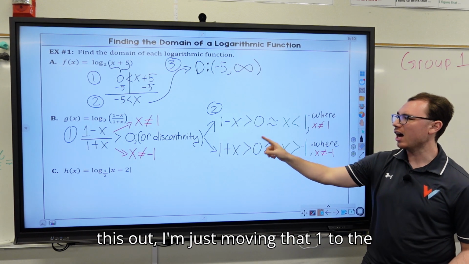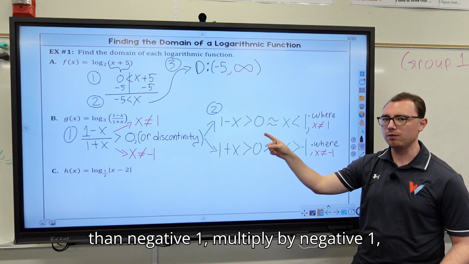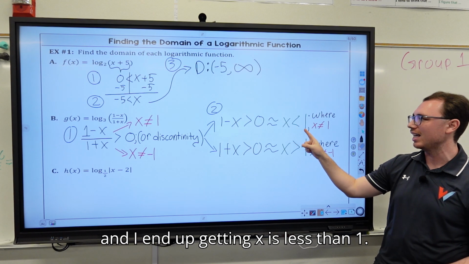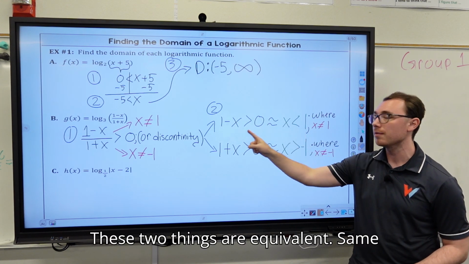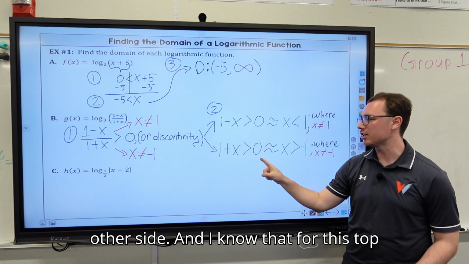If I were to solve this out, I'm just moving that 1 to the other side to get negative x is greater than negative 1, multiply by negative 1, and I end up getting x is less than 1. These two things are equivalent. Same thing for these two operations here. I'm just subtracting 1, bringing it to the other side.